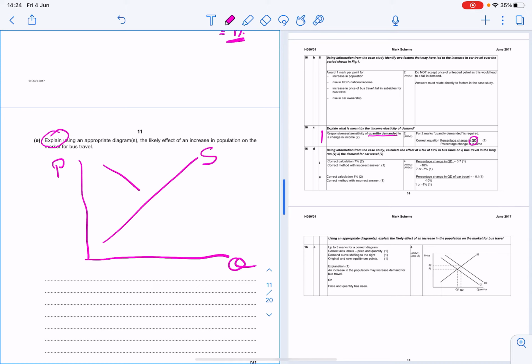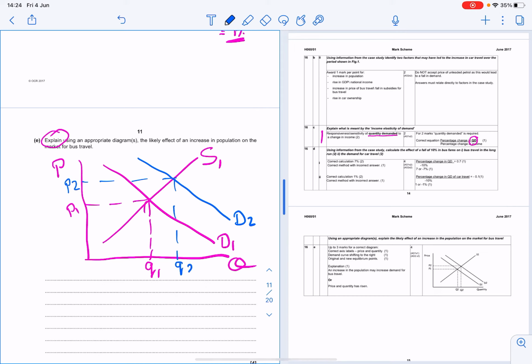Then we'll go S and D, in fact I go S1, D1, and we put in our original price and quantity, so P1, Q1, and then we've got an increase in population. If we have an increase in population, that means there's more people to demand the good, so the demand curve is going to shift to the right. We've got a bigger market, and that's going to increase the price to P2 and the quantity to Q2.